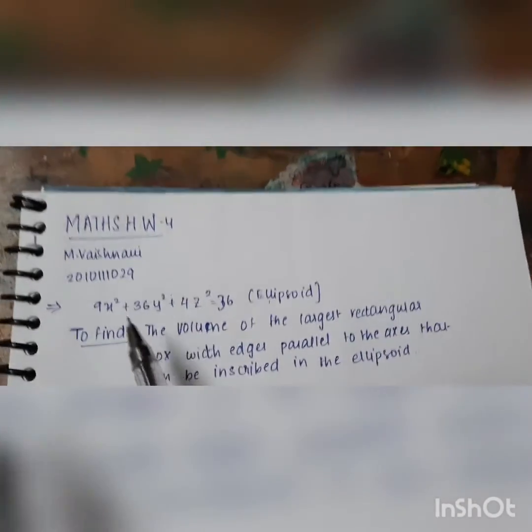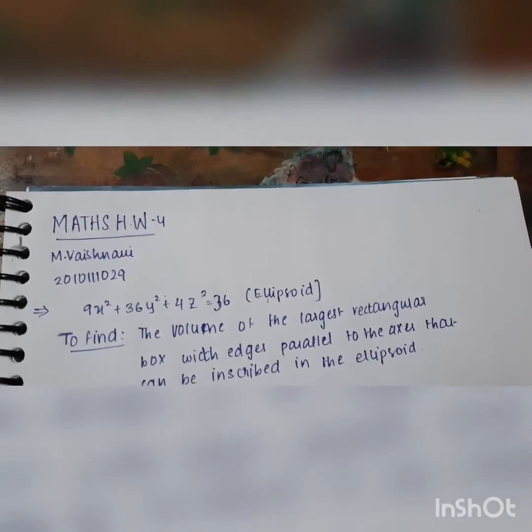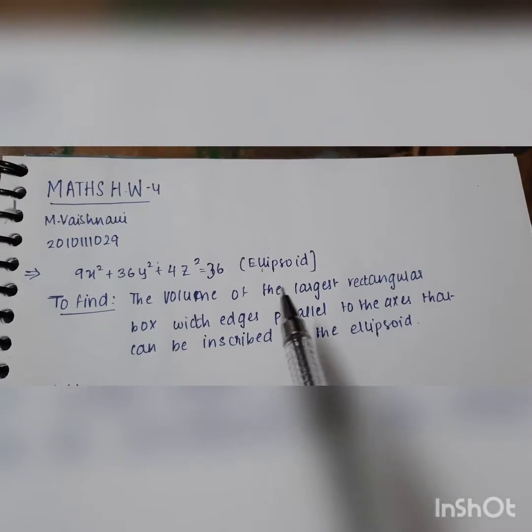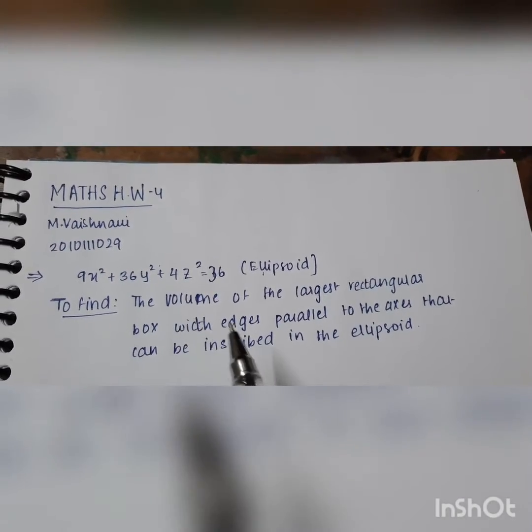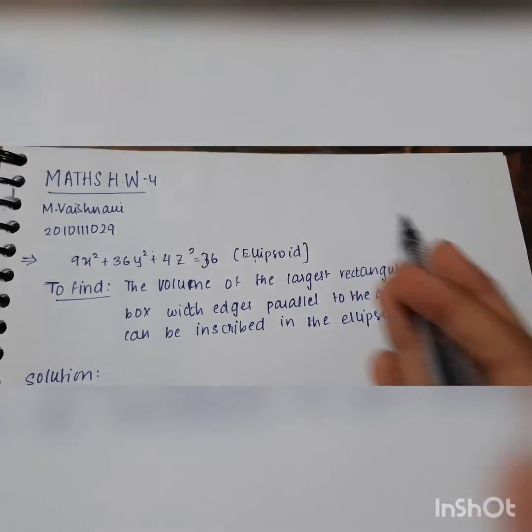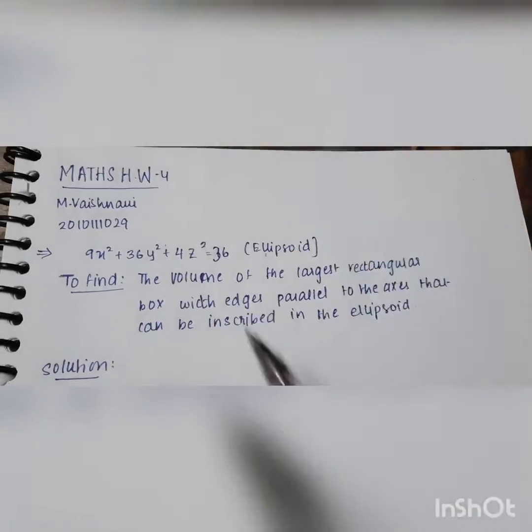This is the question given to us. This is in the form of an ellipsoid. And in this question we have to find the volume of the largest rectangular box with edges parallel to the axis that can be inscribed in this particular ellipsoid which they have given.